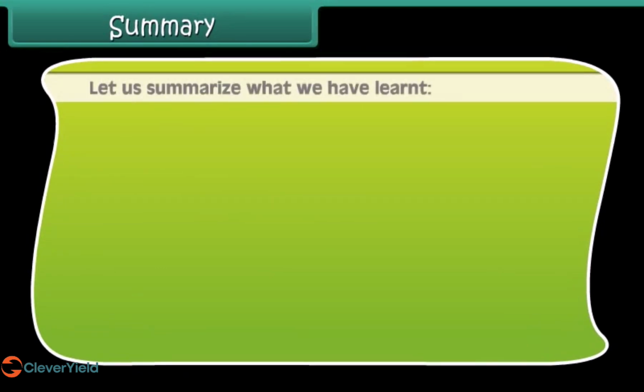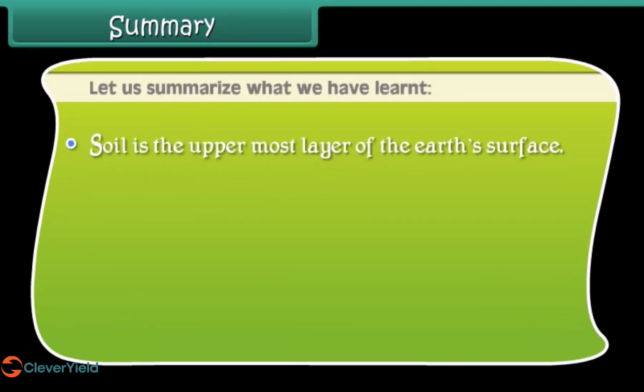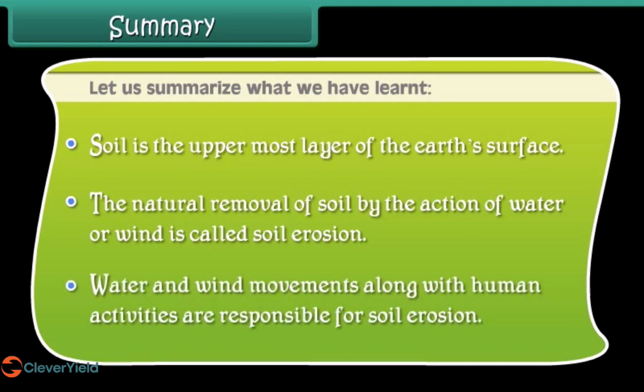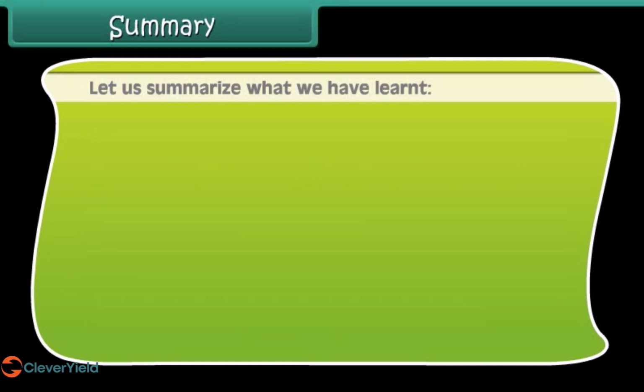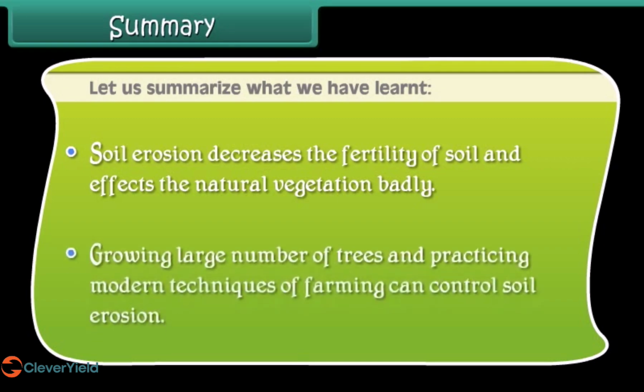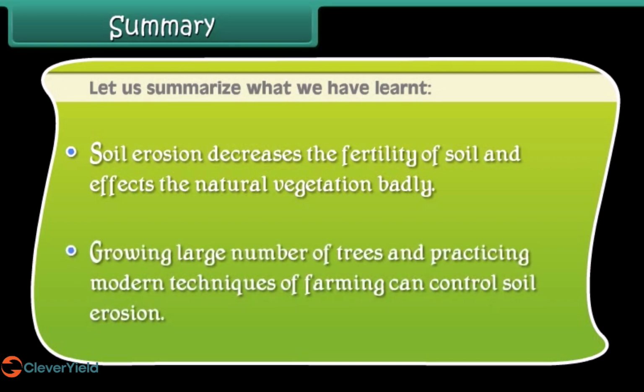Summary. Let us summarize what we have learned. Soil is the uppermost layer of the earth's surface. The natural removal of soil by the action of water or wind is called soil erosion. Water and wind movements along with human activities are responsible for soil erosion. Soil erosion decreases the fertility of soil and affects the natural vegetation badly. Growing large number of trees and practicing modern techniques of farming can control soil erosion.